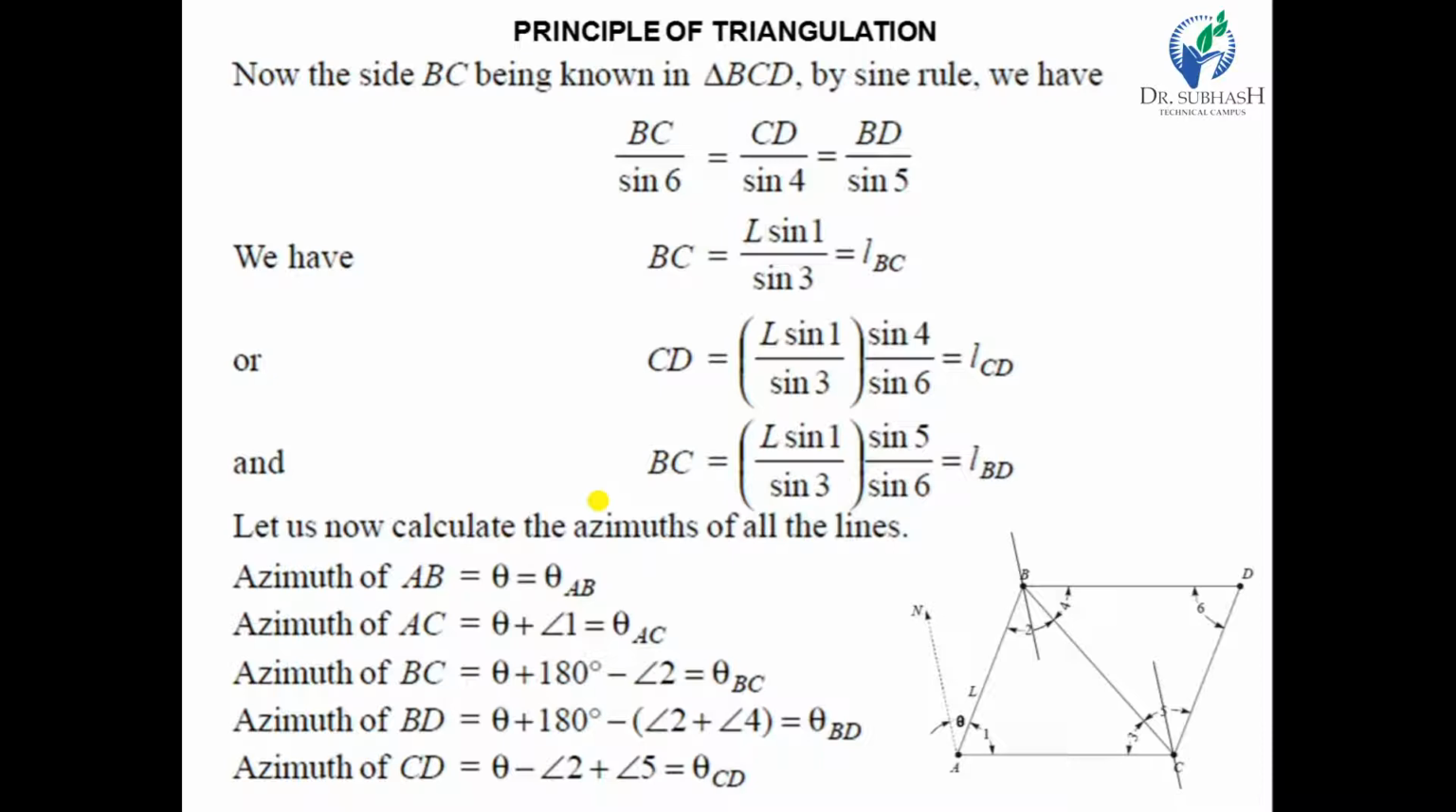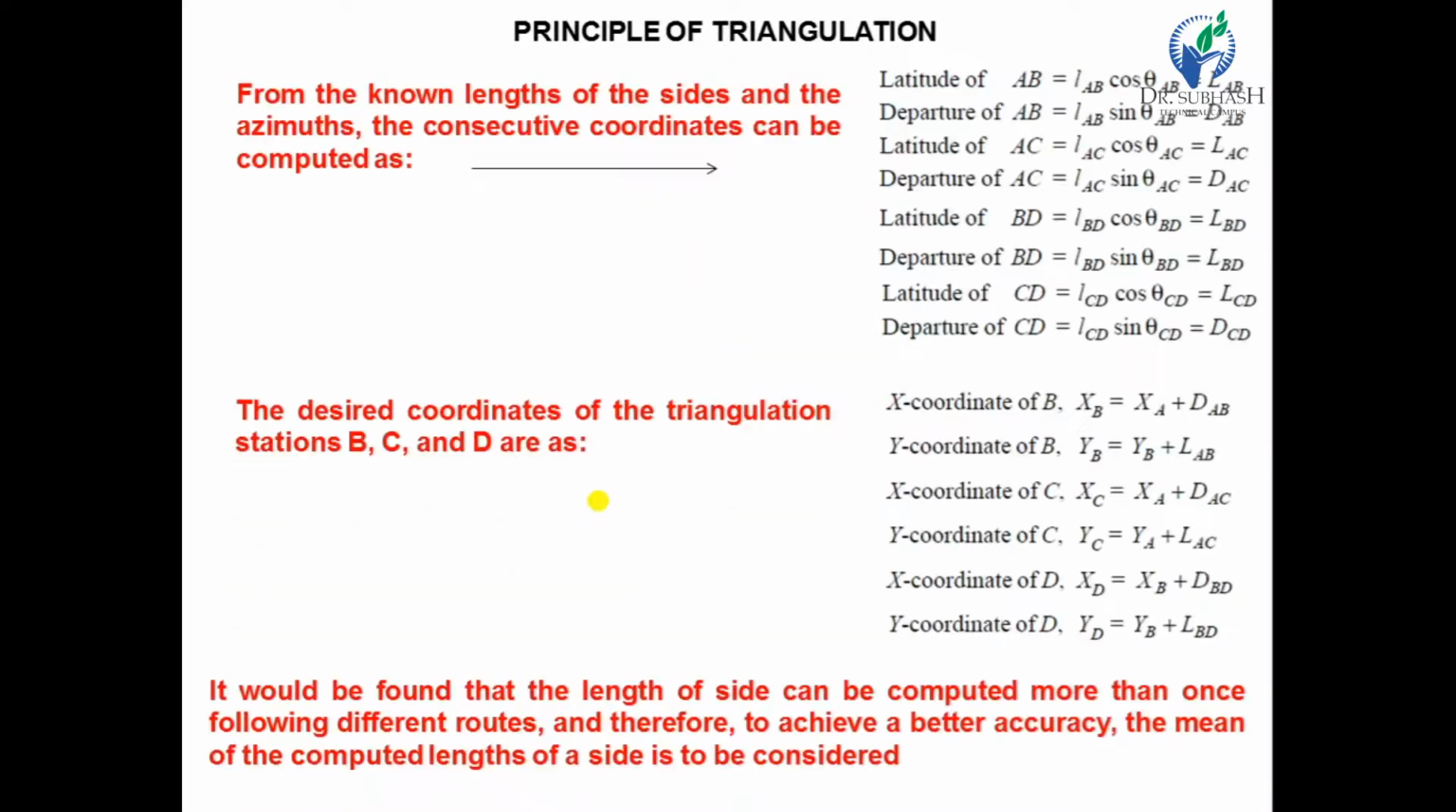The azimuth of AB is equal to theta, so that angle is called theta AB, and the azimuth of AC is equal to theta plus the angle, which is theta AC. The azimuth of BC is equal to theta plus 180 degrees minus the second angle, so we can get theta BC. In the same way, by deducting the angles from the azimuths of the different lines, we can get the required azimuth angles.